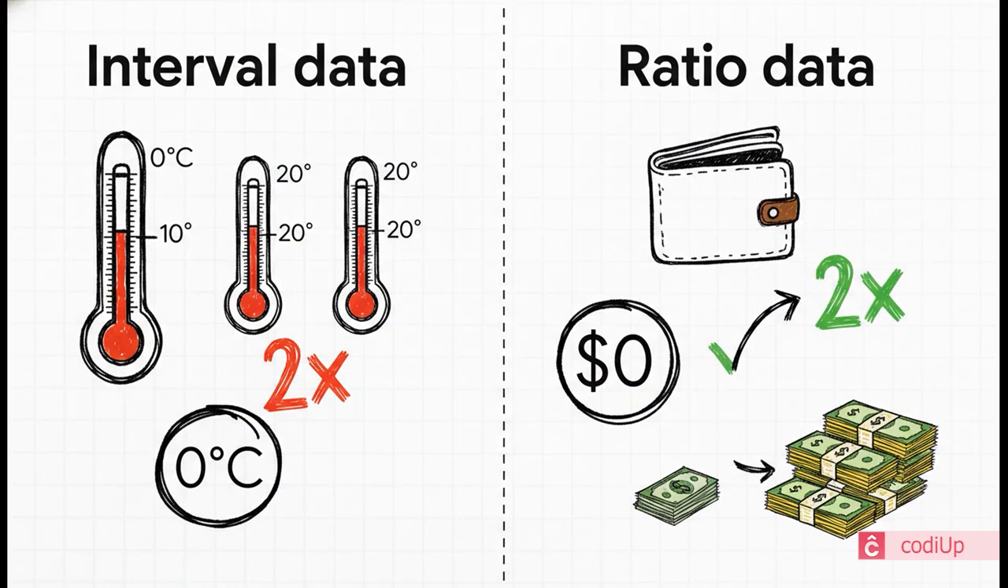Think about 0 degrees Celsius. That doesn't mean there's an absence of heat or temperature, right? It's just a specific point on the scale. That's interval data. But what about $0? Well, that means a true absence of money. That's ratio data. And because it has a true 0, we can make really powerful comparisons, like saying one person earns twice as much as another. You just can't do that with temperature.